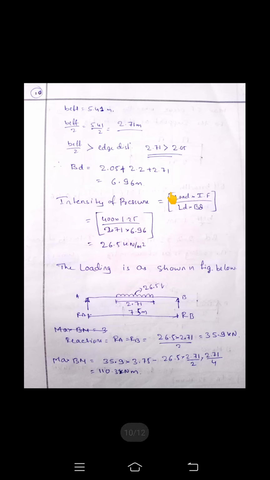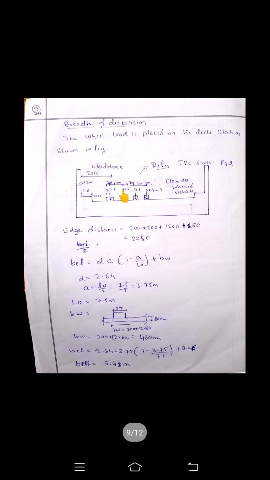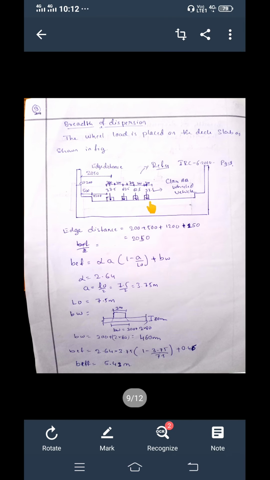Okay, your breadth of dispersion is how much? Breadth of dispersion only. This is the distance plus this distance, plus half of the effective breadth of dispersion. This is how the loading will be dispersed: from this wheel, this is the dispersion; from this again, this is the dispersion; like this, dispersion is there.